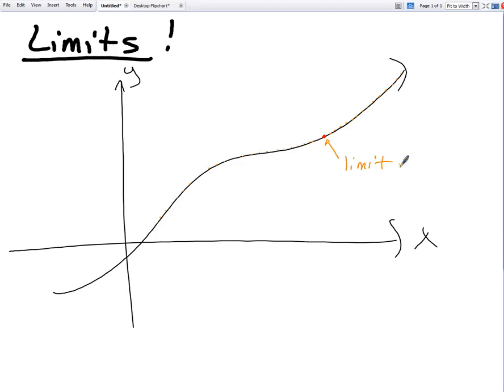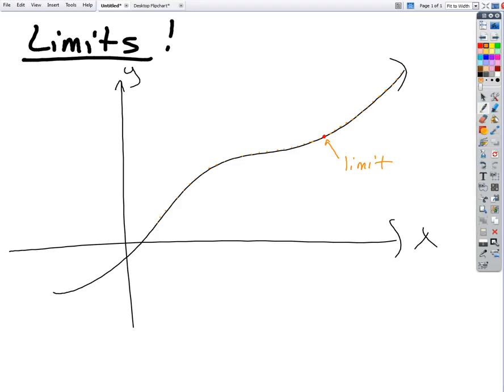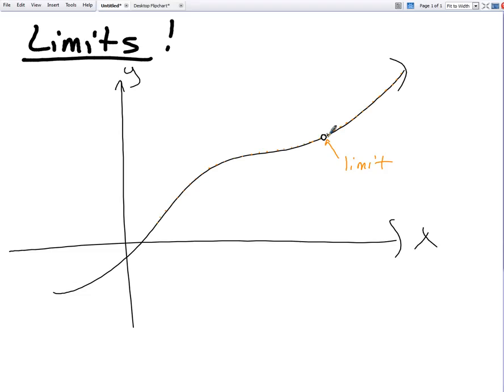Okay, so how do things change if I do something weird here? If I change this function a little bit, I'm going to move one point on this function. I'm going to erase this little guy right here, and I'm going to put a hole in the function. So that function doesn't exist at that one point, just one single point though. Okay? Does that change the limit?